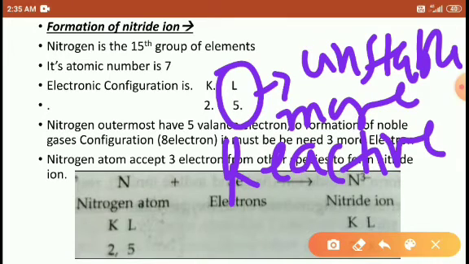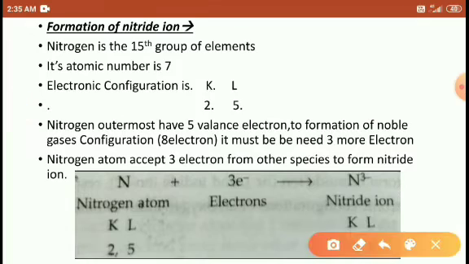So to decrease the reactivity, it wants to accept 3 electrons. If it accepts 3 electrons, then 5 plus 3 is 8. If it is 8, it attains the noble gas configuration, that is 8 electrons. Now it becomes stable, right?